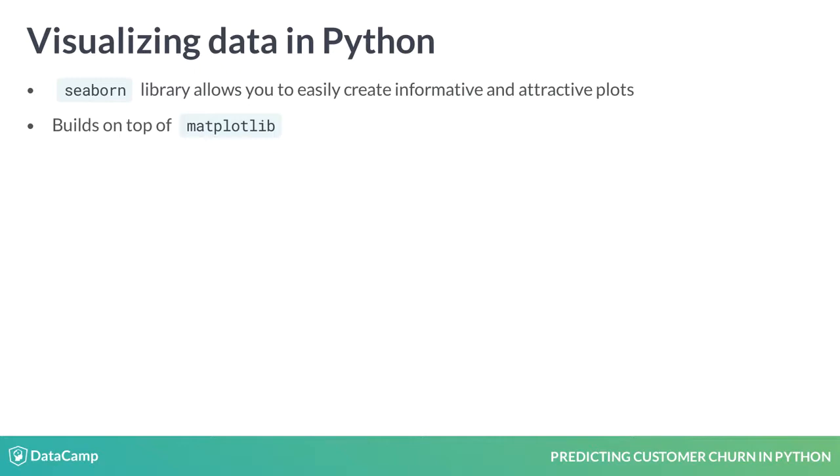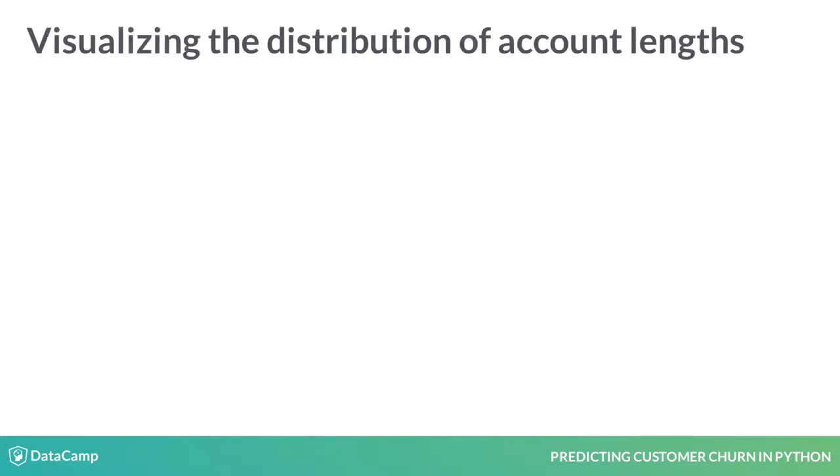Here, we'll use seaborn. Let's say you wanted to visualize the distribution of the account lengths of your customers. Many machine learning algorithms make assumptions about how the data is distributed, so it's important to understand how the variables in your own dataset are distributed before you apply those algorithms. A histogram is an effective way to visualize the distribution of a variable, and you can create one using seaborn's distplot function, which is short for distribution plot.